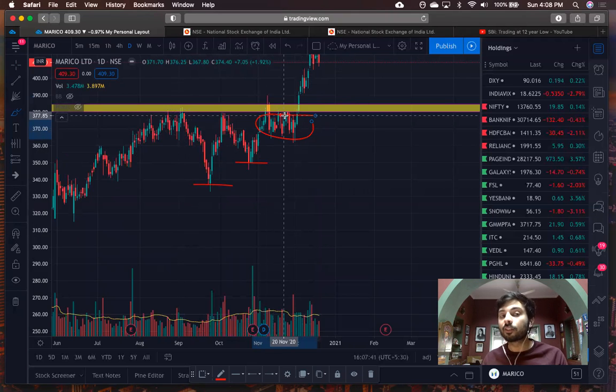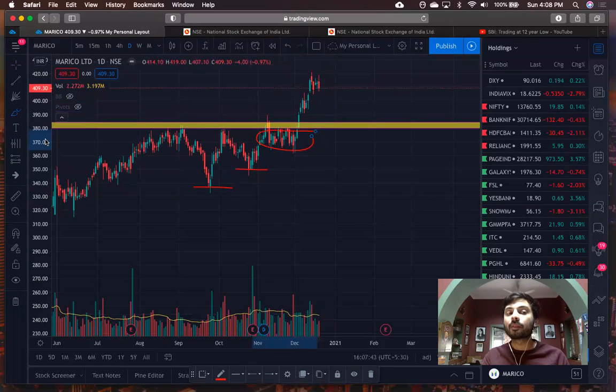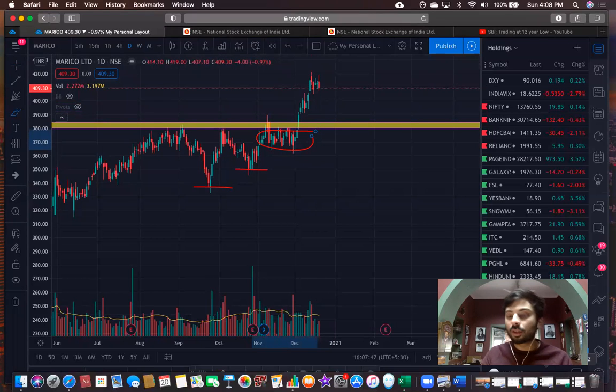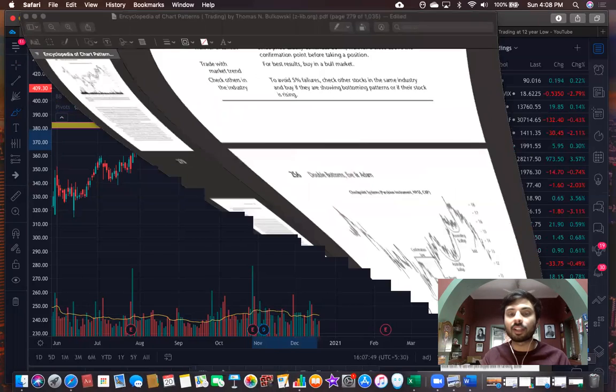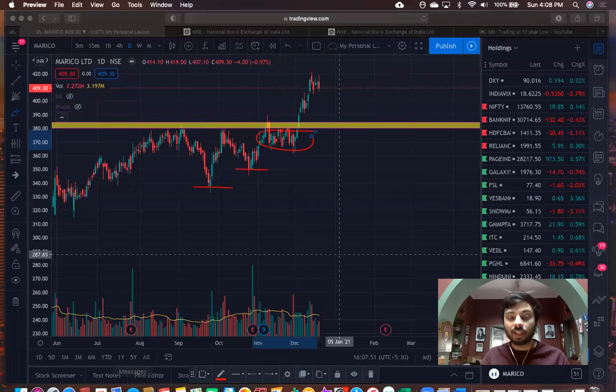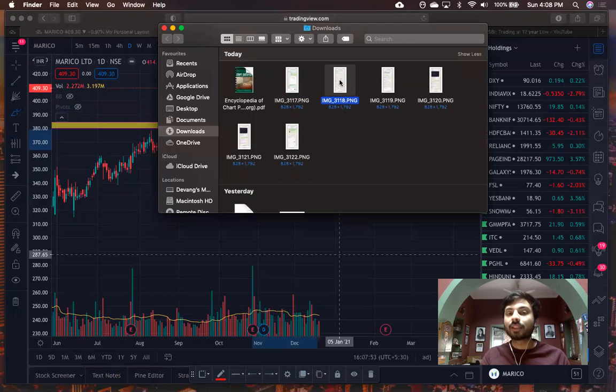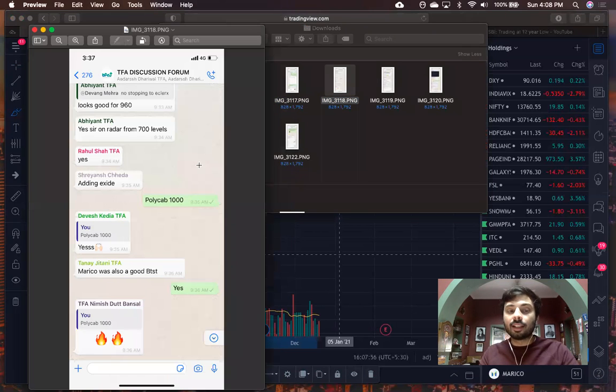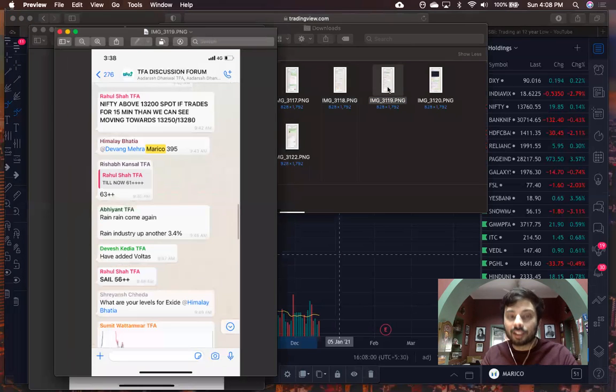It's a wonderful, wonderful trade. And look at what happened. It made a high of 420. And it's on our forums. It's again public domain. It's not something we are fabricating. All the screenshots are available. So you can see when we bought it at 380, in just a couple of days, we took a BTST call on that. And finally, we started trading it.